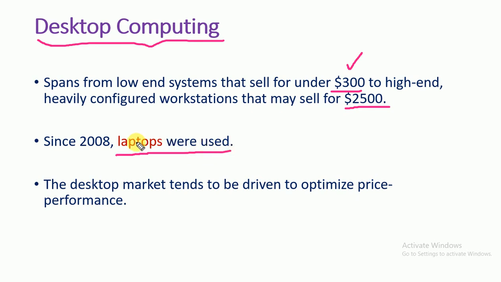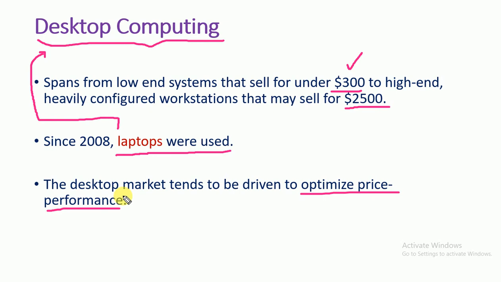Before that we had only personal computers, but nowadays, only for office purposes, many people are using desktop PCs, but most of them are using laptops, which are actually not considered a mobile device, but are also similar to a desktop PC. Now the desktop market trend tends to be driven to optimize price performance, because even a laptop costs more when we compare it to our normal PC. So in the market the price performance depends on the specification that is required by a particular user.